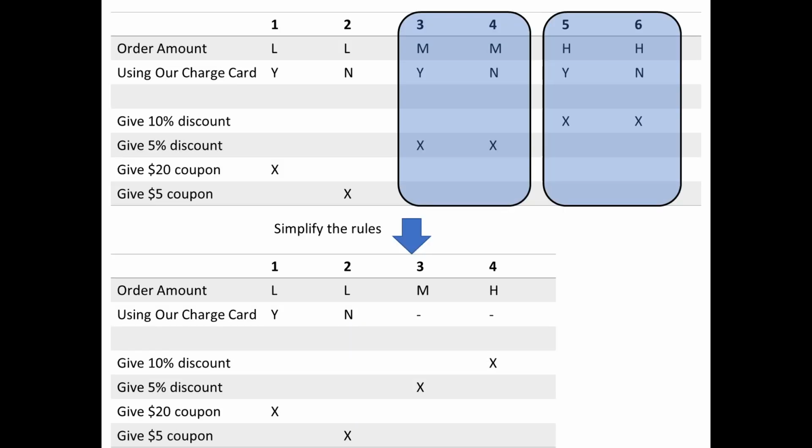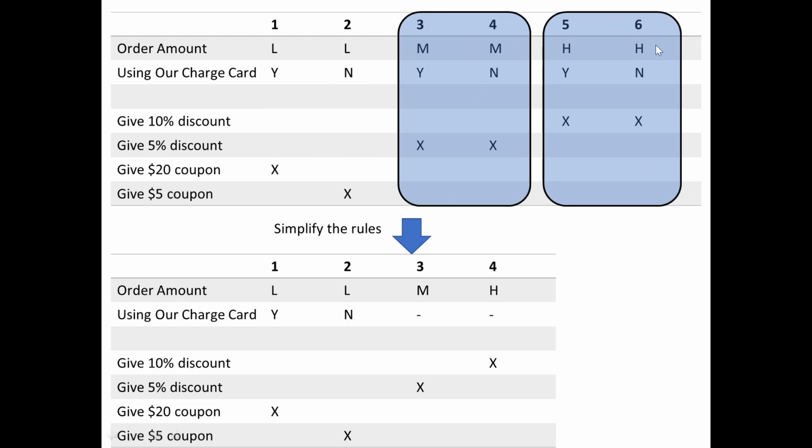And then we try to simplify our decision table. Initially, we have 6 different rules, and then we realize that the third rule and the fourth rule could be merged, because again, they have the same action here, and also they share one condition, that is here the order amount is medium, so that is the customer orders between $500 and $1,000. In that case, it doesn't matter whether the customer pays using our charge card. So these two conditions could be merged.